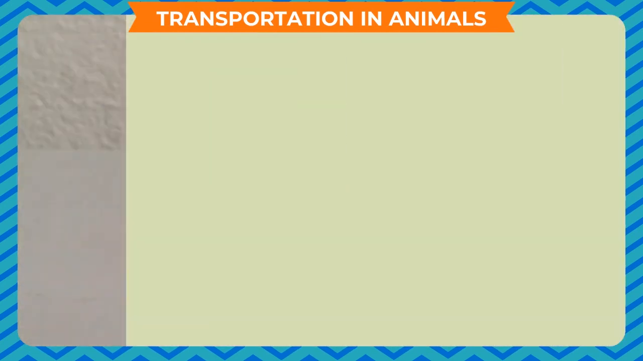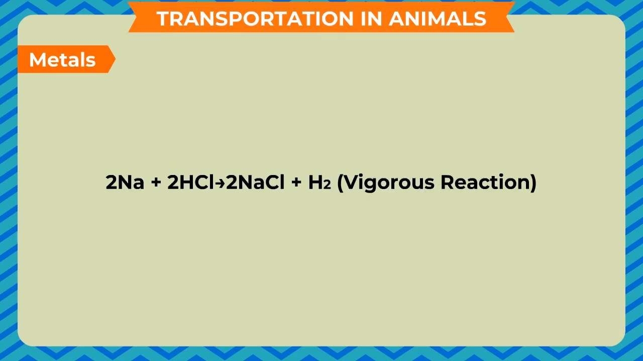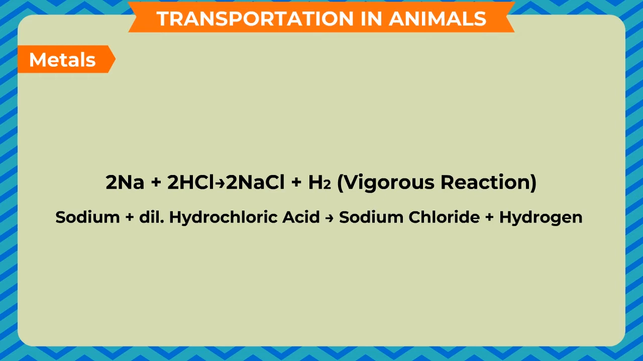Reactions with acids. Metals. Most metals react with dilute acids to form a salt and hydrogen gas. 2Na plus 2HCl gives 2NaCl plus H2. Vigorous reaction. Sodium plus dilute hydrochloric acid gives sodium chloride plus hydrogen.